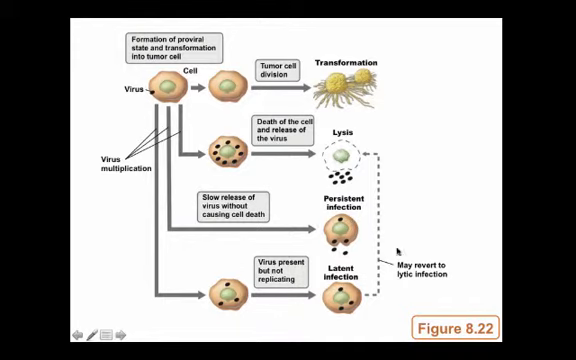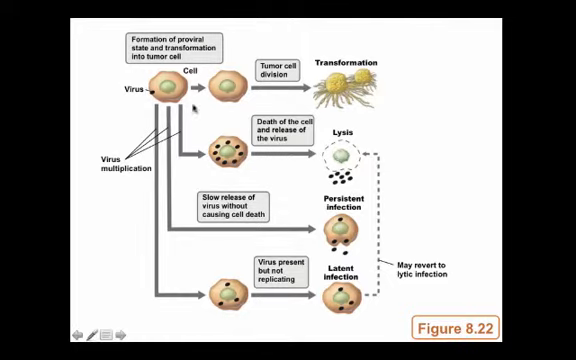Something called a persistent infection. This is actually pretty common in animal viruses. So you have a virus infection that takes place. And then virions are constantly produced, but the cell that they've infected continues to produce them. It doesn't die. And this is great from the virus point of view because it's using those resources, the cell, in order to make more virions.